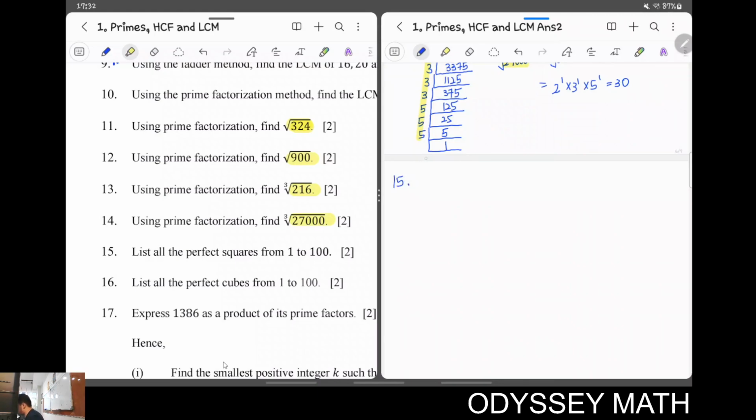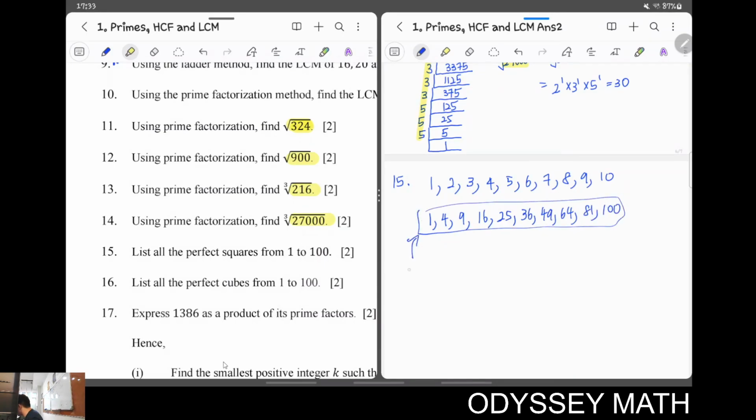So perfect squares, basically, how I'm going to teach you is you number from 1 to 10, and you square all these numbers. 1 square means 1 times 1 is 1. 2 square means 2 times 2 is 4. 3 square means 3 times 3 is 9. 4 square means 4 times 4 is 16. So on and so forth. So these numbers here, they are my perfect squares. You understand? So that's how you can do it.